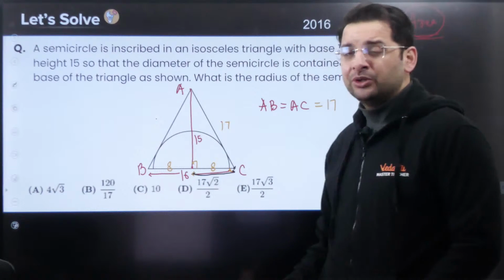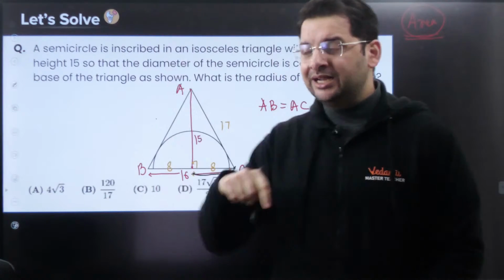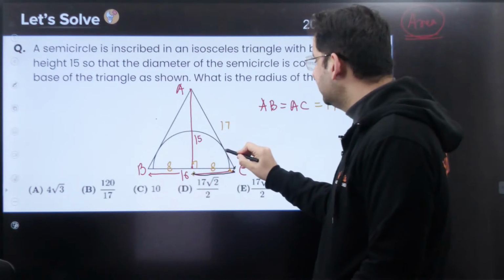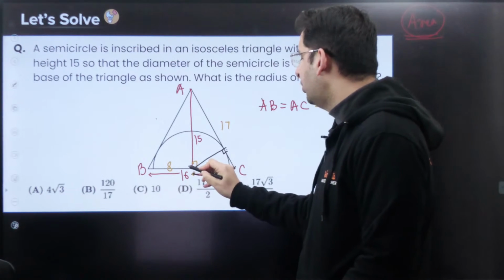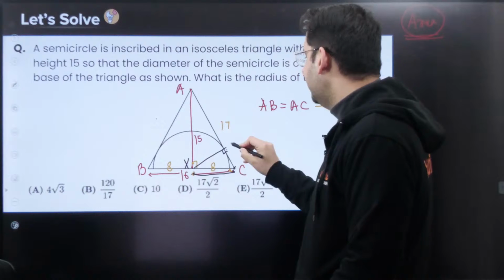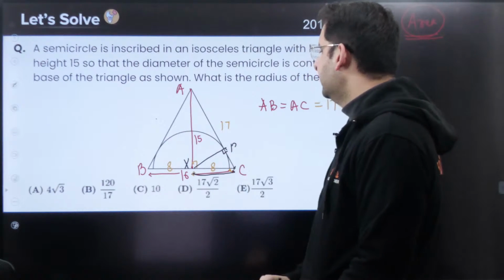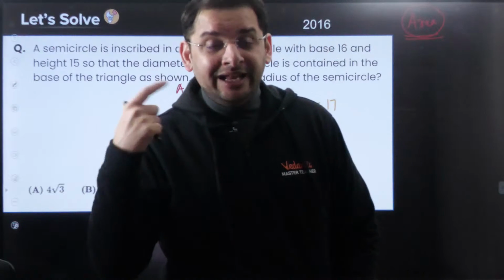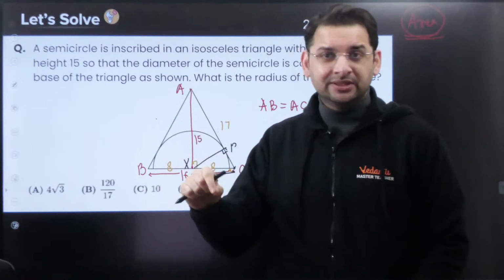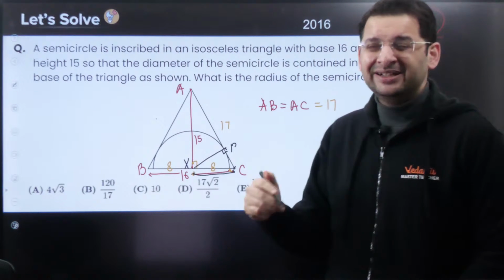So what happens here is, whenever there is a circle involved and a tangent involved, there is a point of contact. For example, this is the point of contact. Always try to join this with the center. Let's call the center X and this point P. So whenever there is a circle and a tangent involved, always join the center of the circle to the point of contact of the tangent.